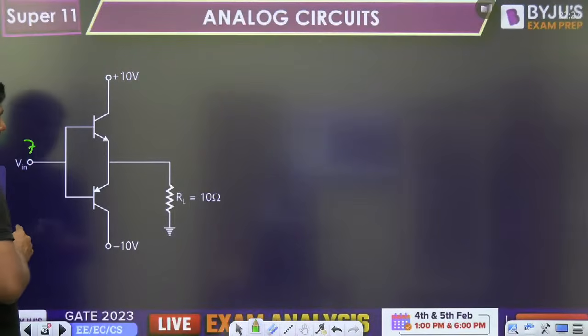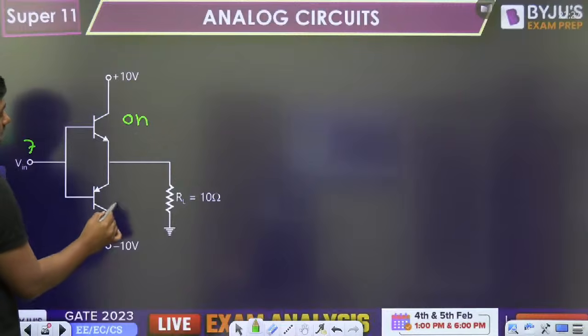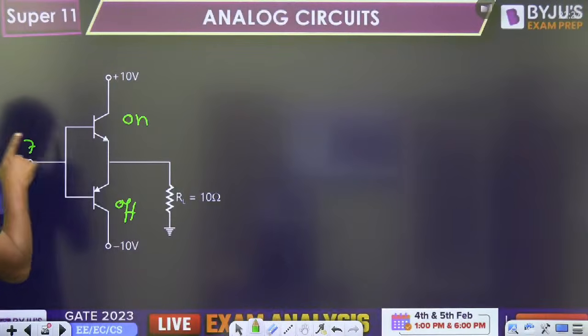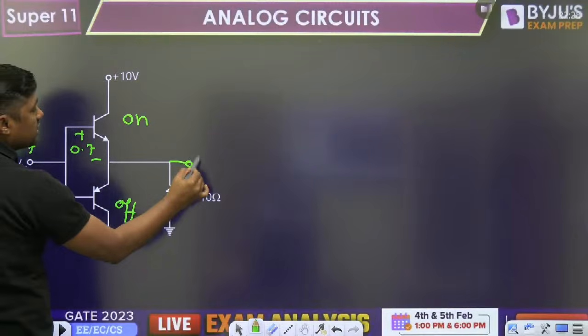Tell me, if the input is 7 volt, this is the PNP transistor, this is the NPN transistor. So for 7 volt, NPN is on. What about the PNP? It is off. When this is on, what is the drop here? 0.7 volt.